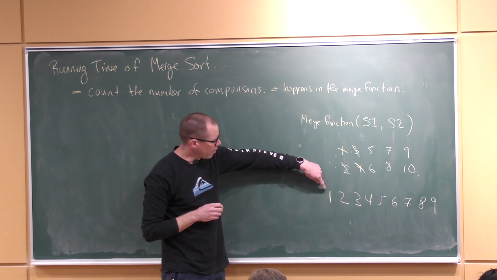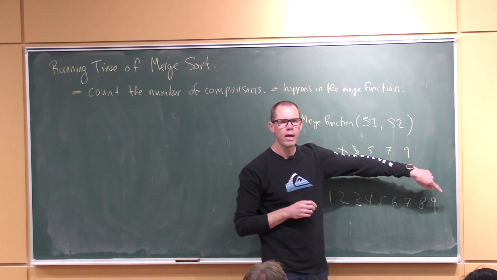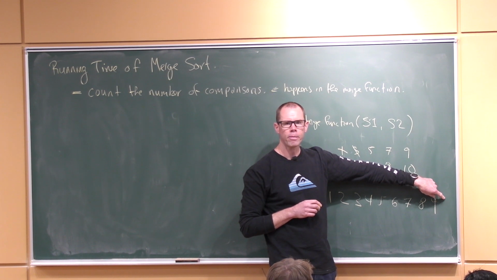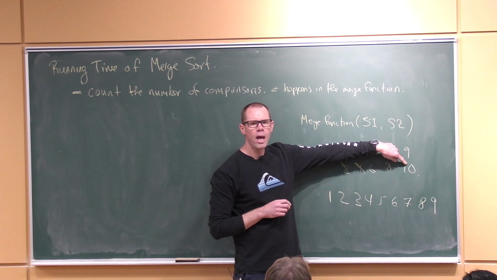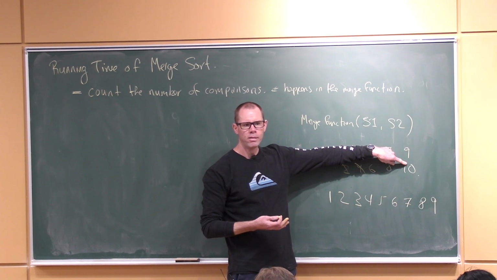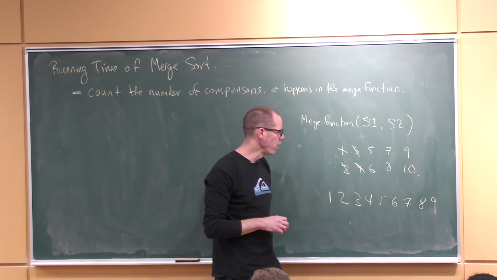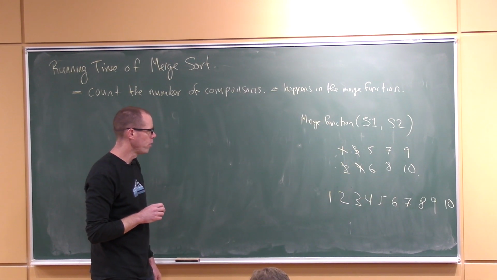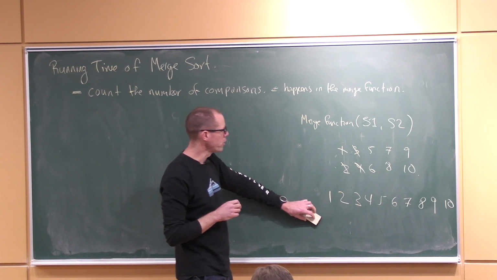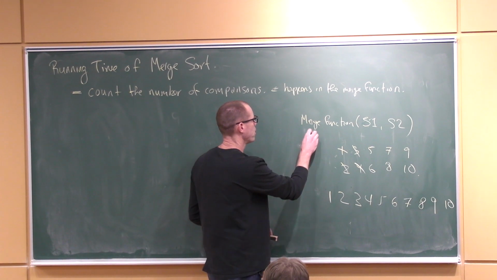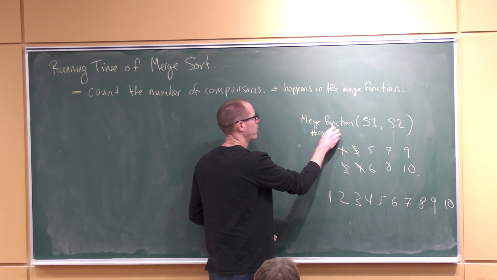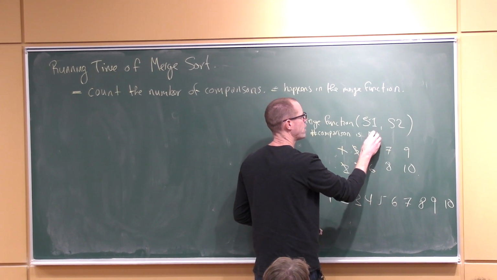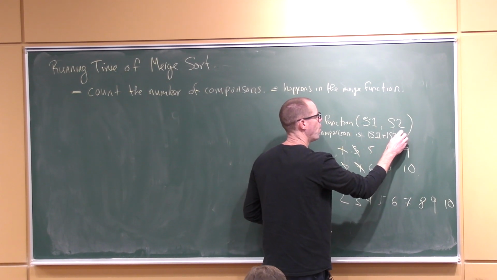So for each of these elements, 1, 2, 3, 4, 5, 6, 7, 8, 9, I had to do a comparison, right? There was a real contest there. And the last element, 10, actually there's no comparison because 10 is by default the winner. So 10 is by itself. So this merge function, the number of comparisons is size of S1 plus the size of S2 minus 1.